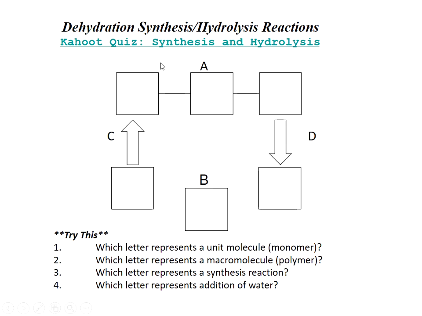Based on the fact that A is representing these boxes all linked together. So these boxes are representing unit molecules. Here they're all linked together. Here they are broken apart. Okay, this is A for this molecule. B would be the individual molecules, and then D is going in this direction. Is this building or breaking? And then going in this direction, is this building or breaking? So take a minute and see if you can answer those questions.